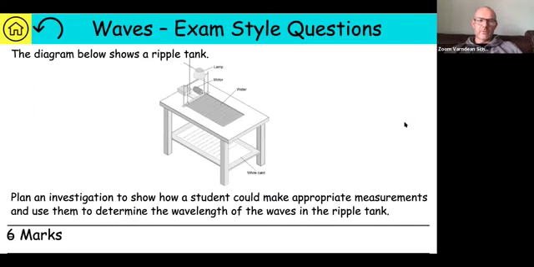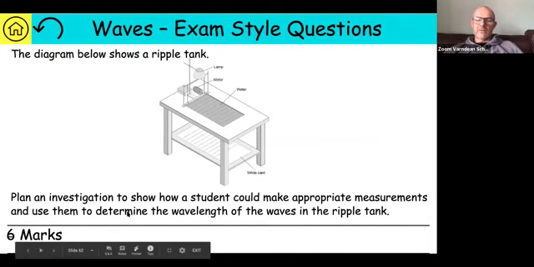So the last thing I want you to do is this. I want you to try, because everyone in foundation says, oh, 6-mark questions, can't do them, they're really long. This is brilliant, this one, because all 6 marks for this are plan an investigation to show how a student could make measurements and work out the wavelength of the waves in the ripple tank.